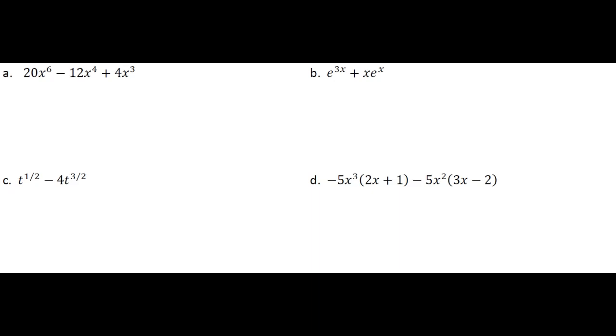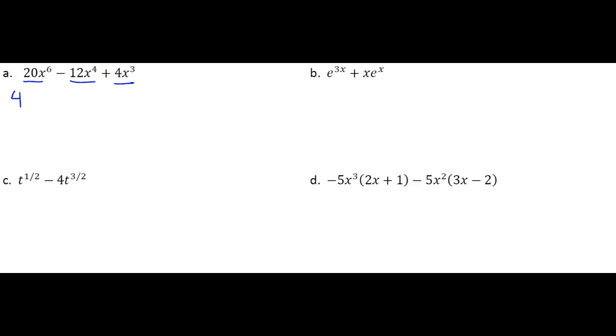Okay, so first example, 20x to the 6th minus 12x to the 4th plus 4x cubed. We're looking for a common factor that we could remove from each of the 1, 2, 3 terms. Terms are separated by addition, subtraction. So I noticed just looking at the numerical part that 20, 12, and 4 are all divisible by 4. So I'm going to factor out a 4.